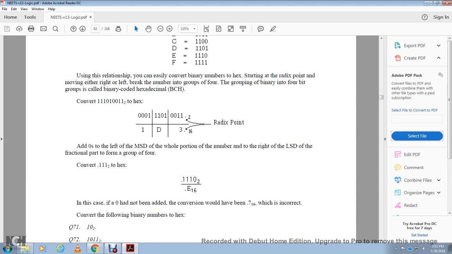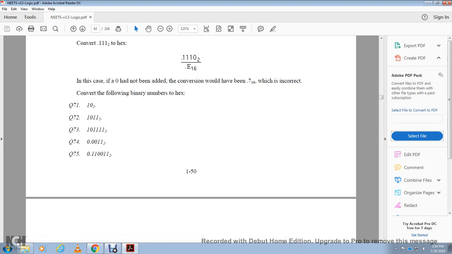Add zeros to the left of the radix point for the whole portion of the number, and to the right of the least significant digit, to form groups of 4. So, 1110 binary to hex, you'd have E. Hex point E hex. In this case, 0 had not been added, but the conversion would have been 7 hex, which is incorrect. Now convert the following binary into hex.